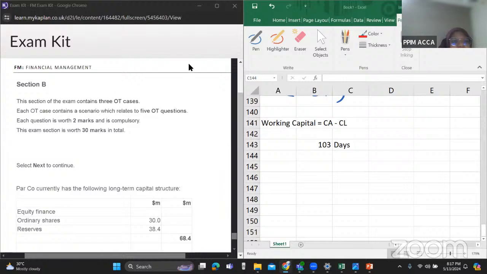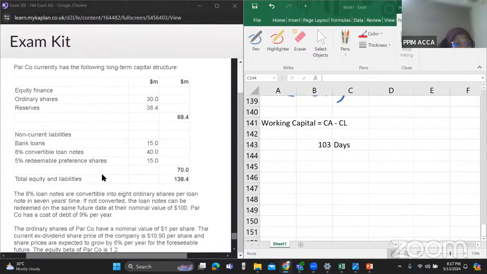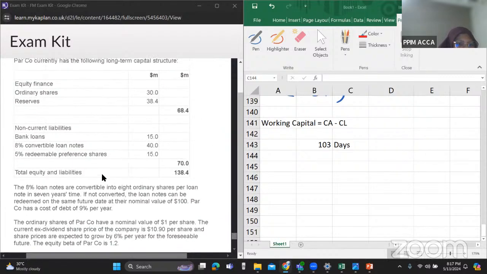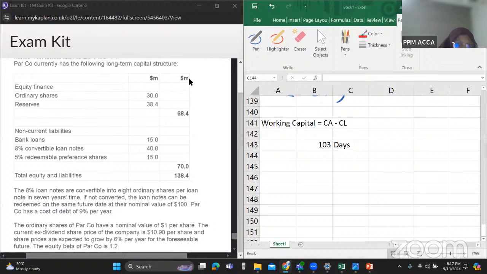Okay. So each OT case contains a scenario which relates to 5 OT questions. So there are 3 big scenarios. Under each of them, you will have 5 smaller questions. Each question is worth 2 marks and it's compulsory, and the section is worth 30 marks in total. Okay. So, yeah. I'll give you a few minutes, go through this, and then we can try out the questions.